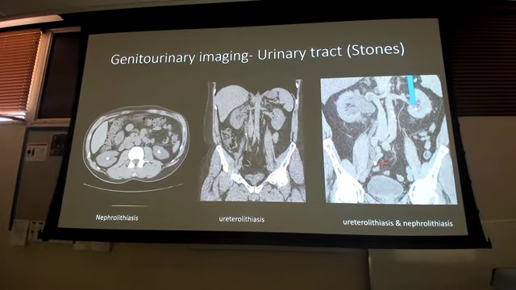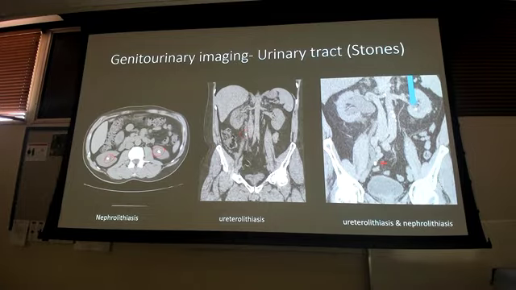And here's why. They're wonderful. We can see them. So remember, nephrolithiasis is when the stone is sitting in the kidney. Urolithiasis is when the stone is in the ureter. And here's when you have both. Right? CT scan with or without contrast? What do you think? Without.